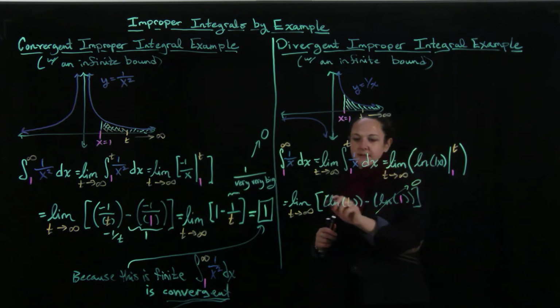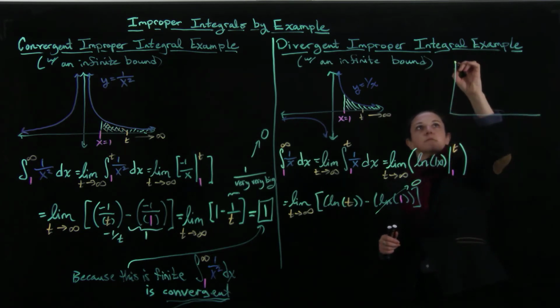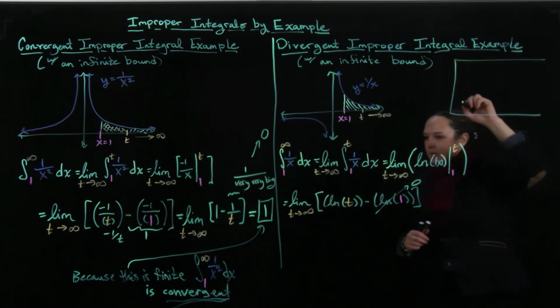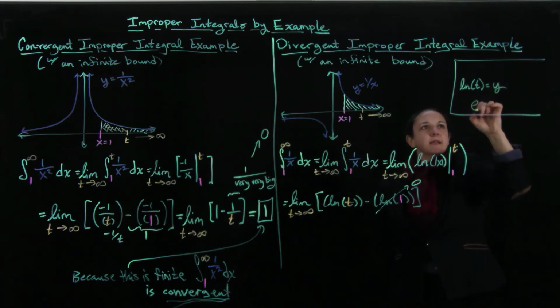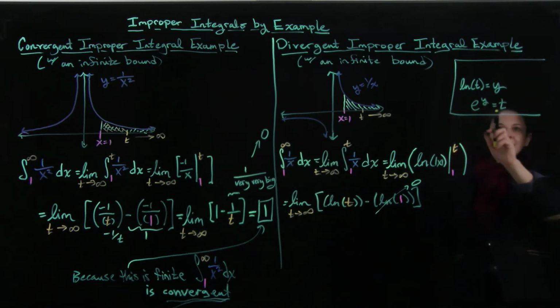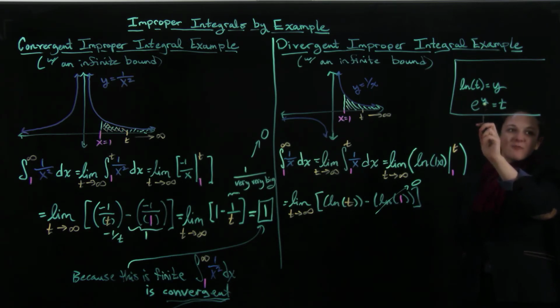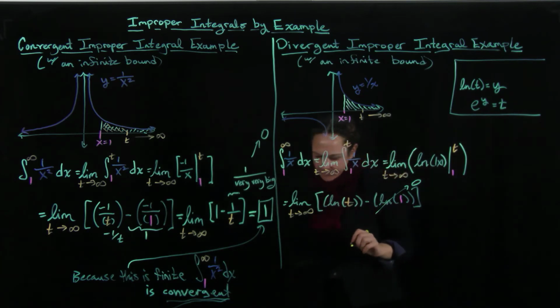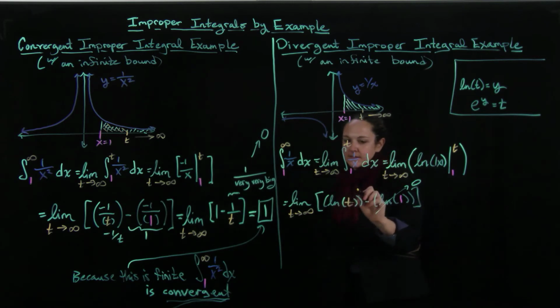But now we have to think about what this is. And let's do this in a box over here. So if we say that ln of t equals y, this is the same thing as saying that e to the y equals t. But we want for t to get infinitely big, so we have to figure out what needs to happen with y. And y is going to get infinitely big. So this is going to approach infinity.